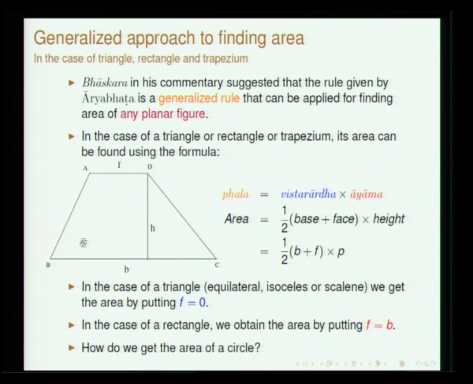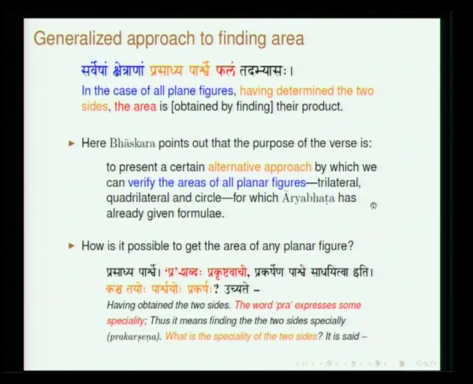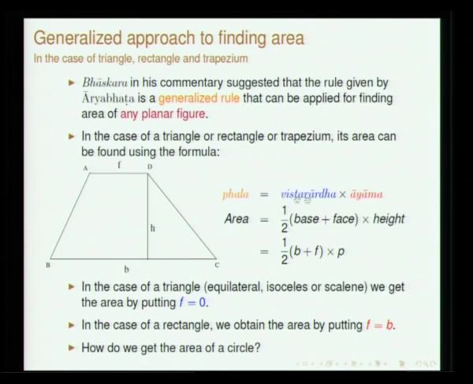Let us consider this figure. In this, vistarartha and ayama. Phala can be defined as the product of two things. What is that? Vistarartha and ayama. Ayama is the height and vistarartha is half of this. In the case of a triangle, what happens to the face? It just collapses to 0, right? So in b plus f, f collapses to 0. In the case of a rectangle, f is the same as b.